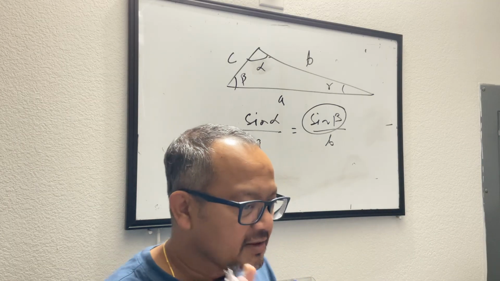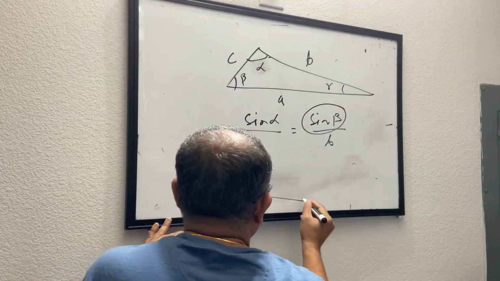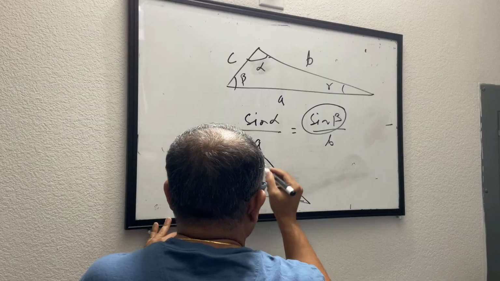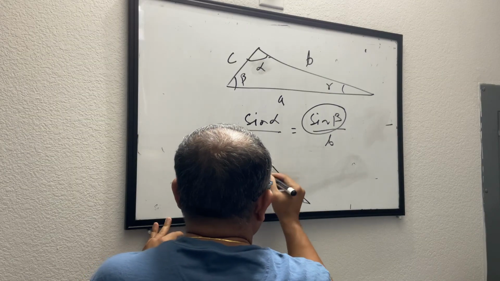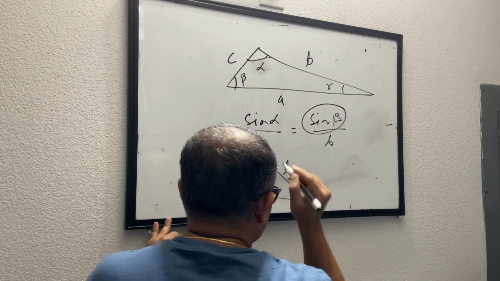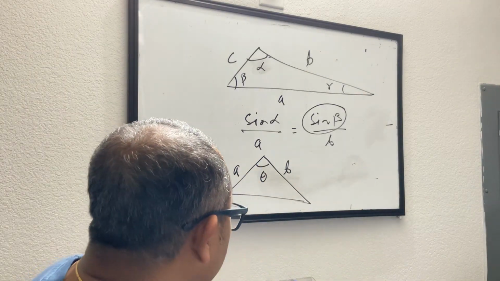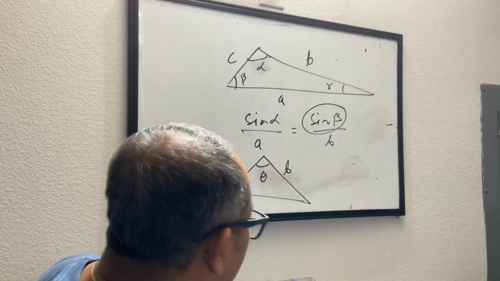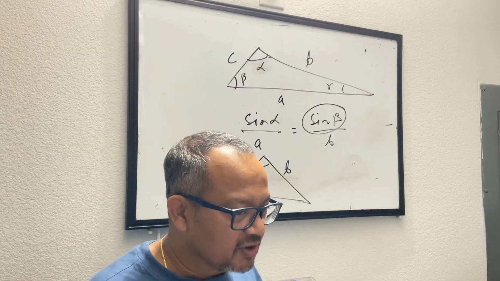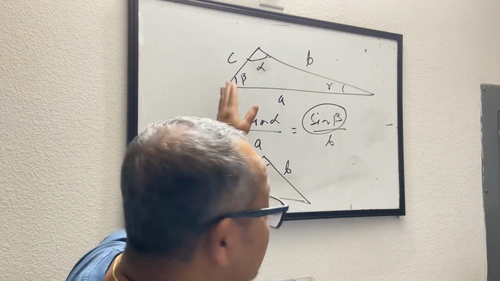Okay? Now let me put one more situation. Again, this is not a right angle triangle. I know this angle, let's say this is theta. I know this side A and this side B. If somebody says, find out all the sides and all the angles, what would come to your mind? How can we find that out? Can we apply this guy?